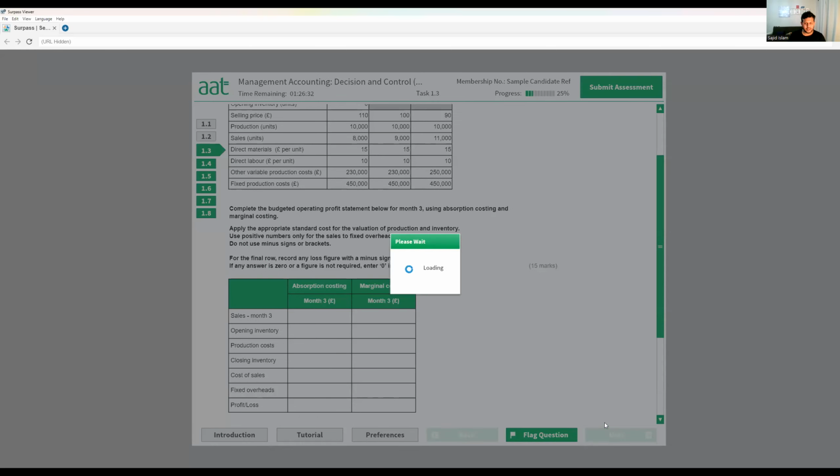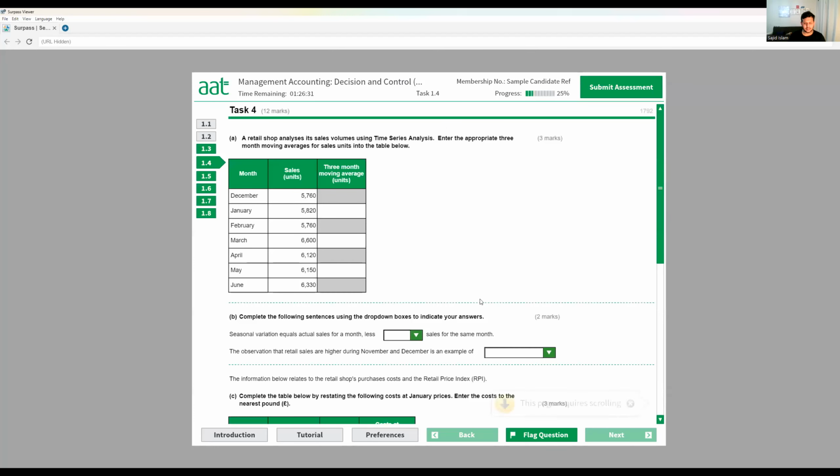The next one we have here is from the forecasting technique. So let's see the question quickly. A retail shop analyzes its sales volume using the time series analysis. Enter the appropriate 3-month moving average for the sales unit into the table below. Okay, 3-month. That means we need to add the 3 months, divide by 3, then add the next 3 months, divide by 3, and so on. That way. So let's do that.